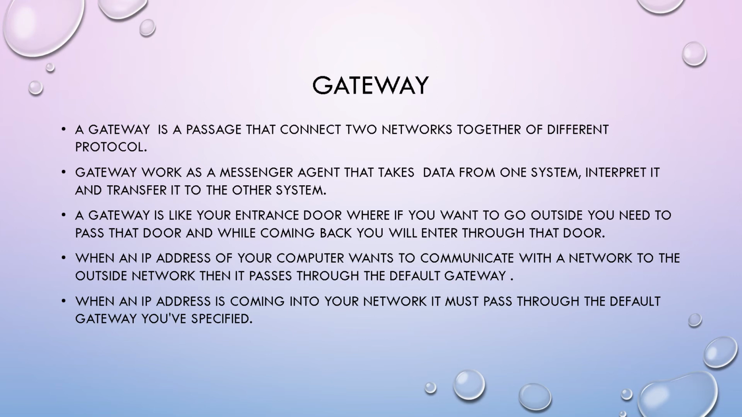gateway over the network. Now we are talking about this gateway. A gateway is a passage that connects two networks together of different protocols. A gateway works as a messenger agent that takes data from one system, interprets it and transfers it to the other system. Suppose you're sending a text message from one mobile to another. The gateway is the messenger, the agent that will deliver the message from one mobile to another mobile, interpreting it and transferring it to the other system.